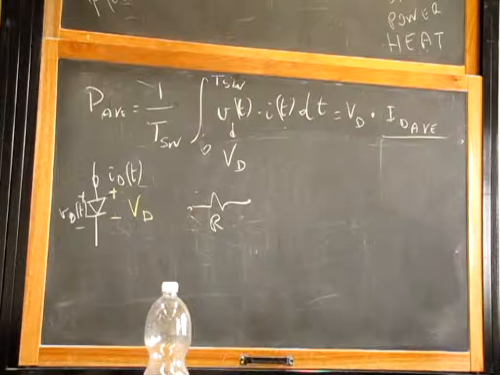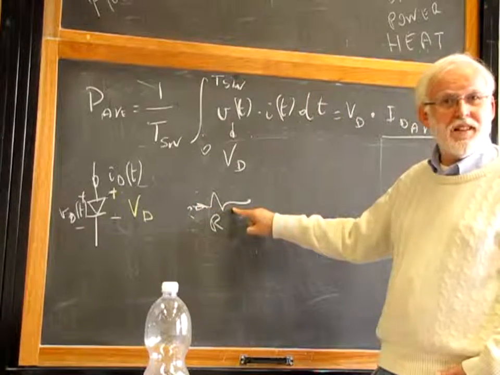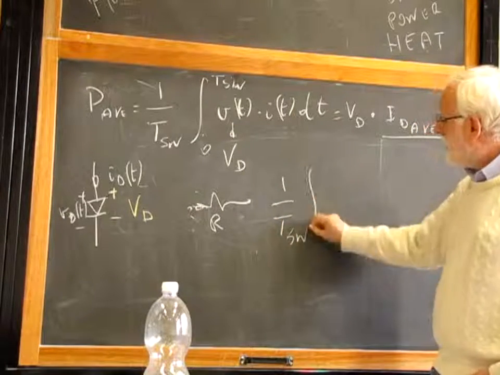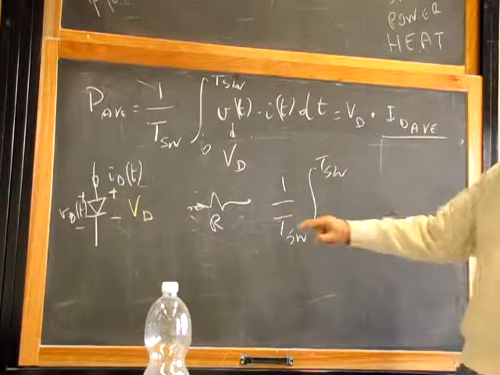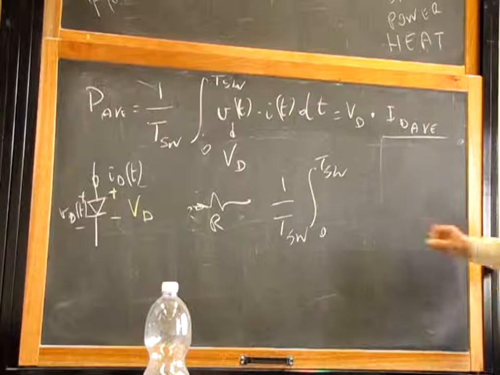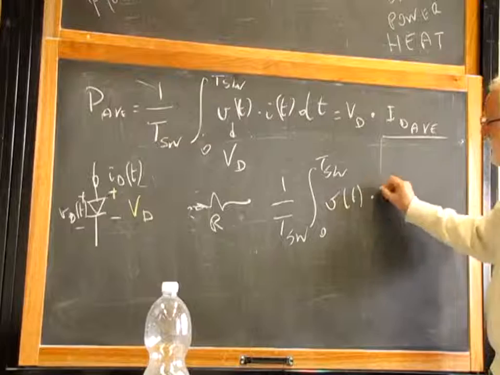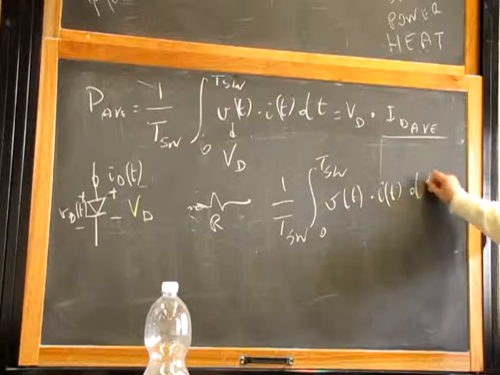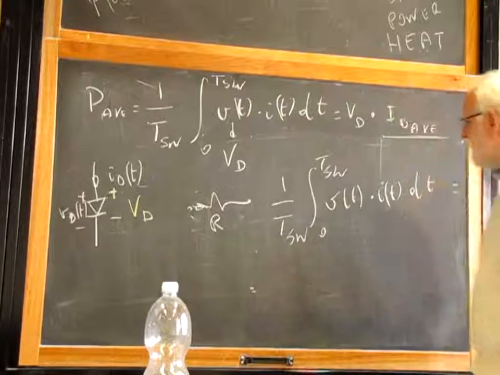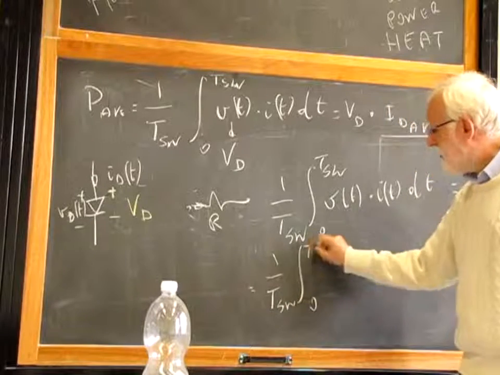So, if you want to find out how much power is lost across a resistance, well, same story. 1 over the switching period, integral from 0 to the switching period. This is circuit theory, you had it in the second year probably. So, v(t) times i(t) dt, equals 1 over the switching period, integral from 0 to the switching period.